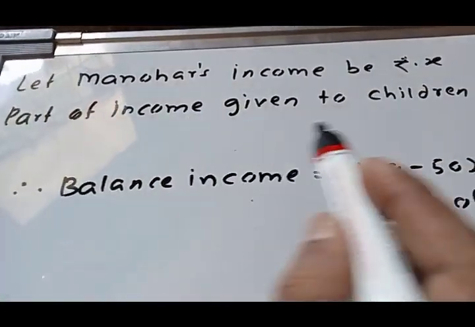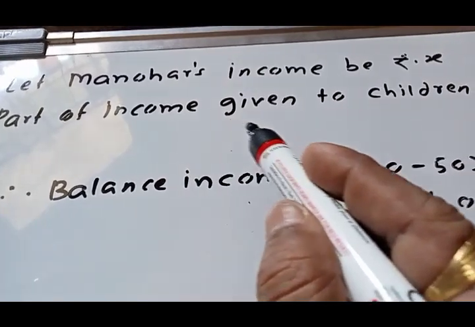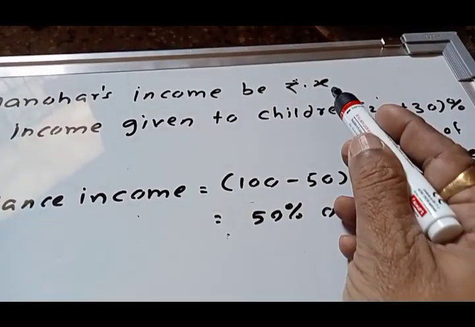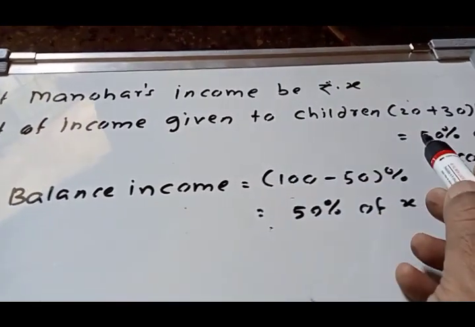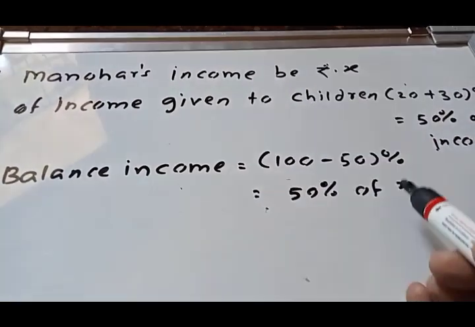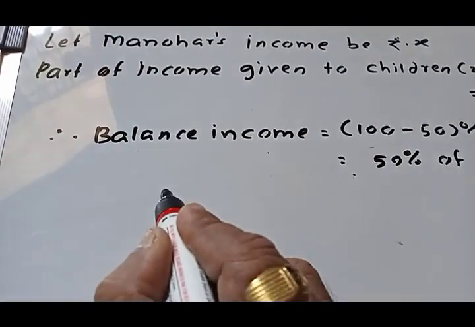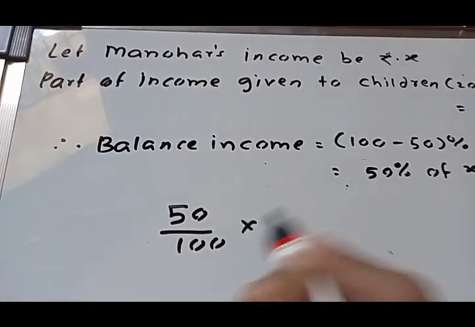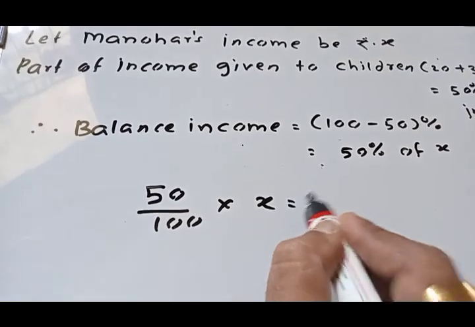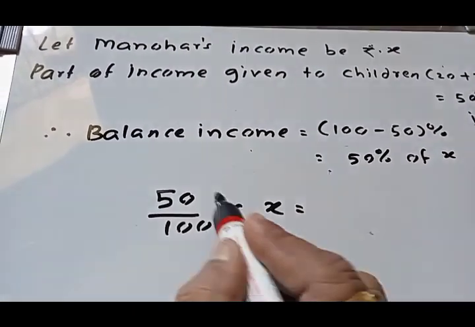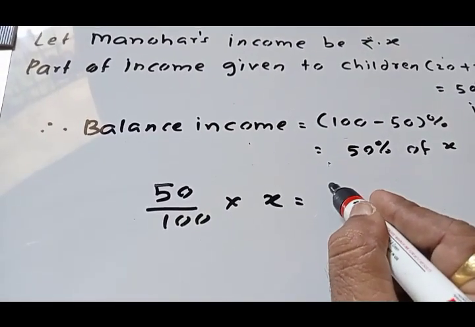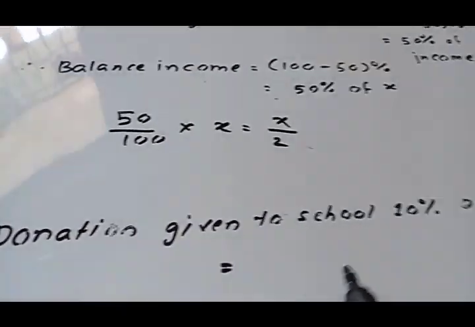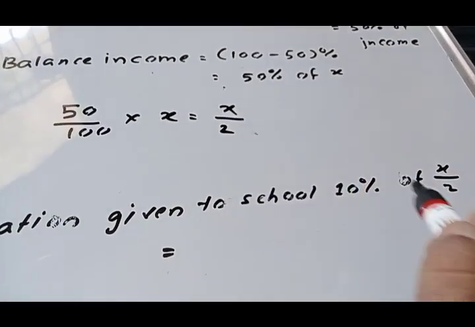Let Manohar's income be rupees X. The part of income given to the children is 20 plus 30, that is 50% of X. So the balance income is 100 minus 50, equal to 50% of X. So 50 upon 100 into X is X upon 2. Then the donation given to the school is 10% of this X upon 2.